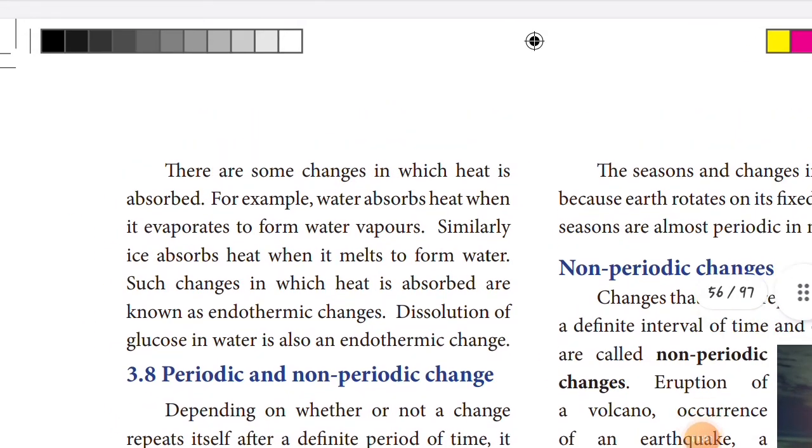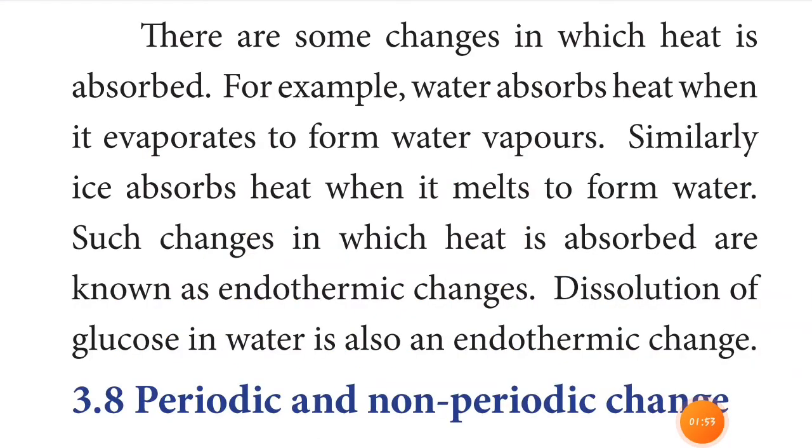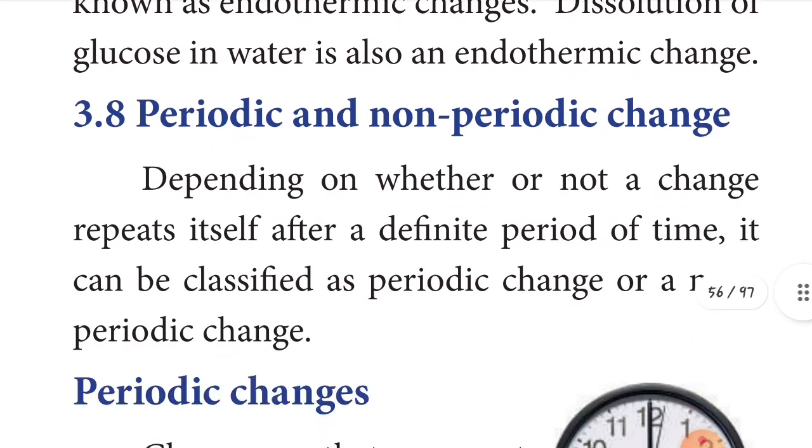There are some changes you see here, children. You see some changes in the ice when heat is applied. Heat will be absorbed. What is this called? Endothermic change. Exo means heat is released. What absorbs heat when it evaporates to form water vapor, children? Similarly, ice absorbs heat when it melts to water. Such changes in which heat is absorbed are known as endothermic changes. Absorption means what? Endo. Dissolution of glucose in water is also an endothermic change.